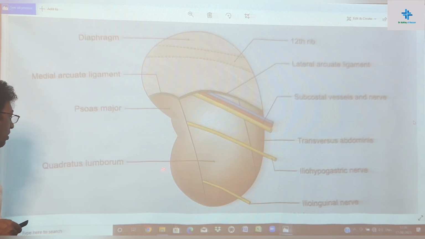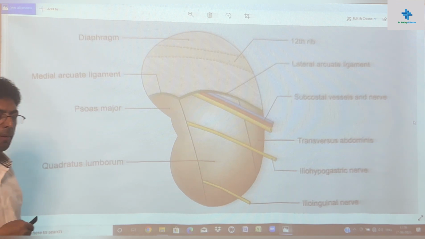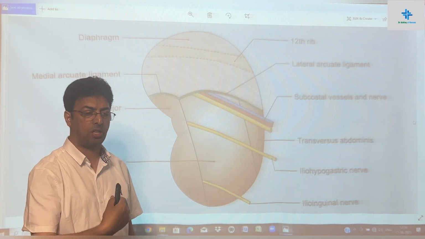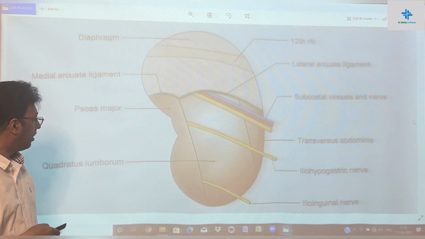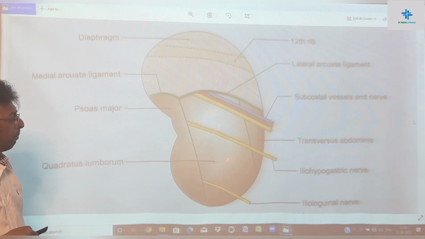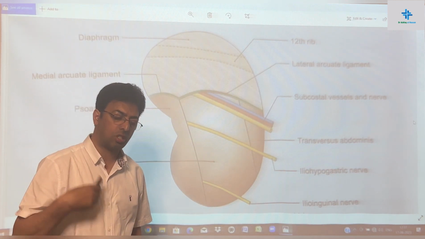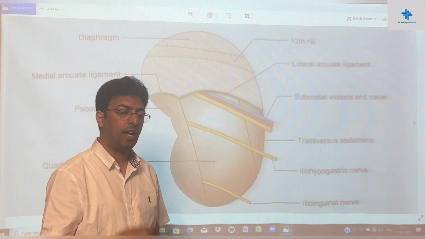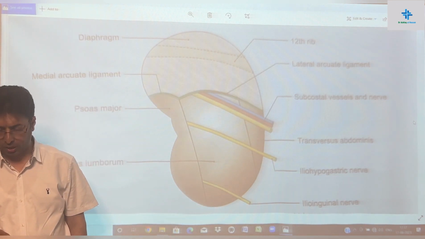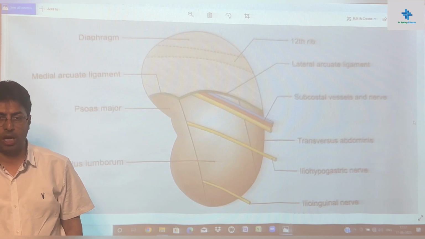From medial to lateral, we have the psoas major, a very important muscle, quadratus lumborum, and transverse abdominis. So psoas major medially, quadratus lumborum in the middle, and the transverse abdominis laterally. So this is an important point about the posterior relations of the kidney, and this is sometimes frequently asked as well.